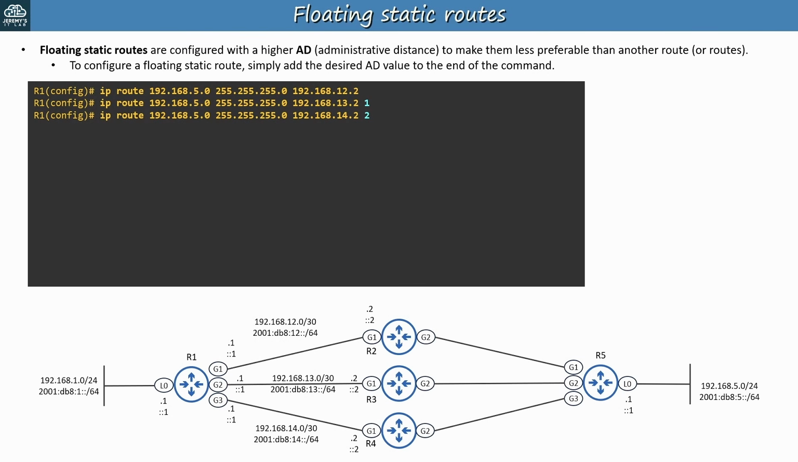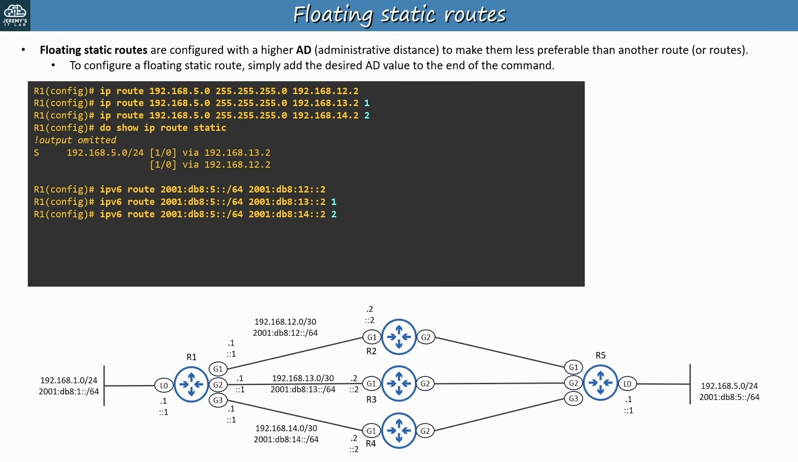Well, two of the routes have the default AD of 1, and the third route, via R4, has an AD of 2. Notice that in the second route, I specified an AD of 1 at the end. That's the same as the default AD, so it won't actually have any effect. I just did that to demonstrate. So R1 inserts the routes via R2 and R3 into its routing table, while the route via R4, a floating static route, will only enter the routing table if both of these routes are lost.